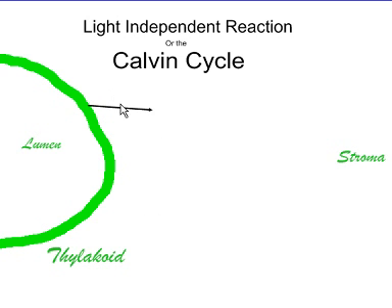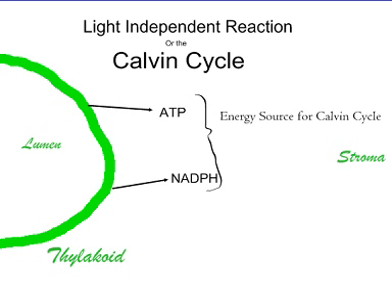But basically, what we ended up with was ATP. Yay. And we ended up with NADPH. Crowd goes wild for NADPH. Okay, both of these, let's draw this. Both of these are the energy source for the Calvin cycle. Ta-da!